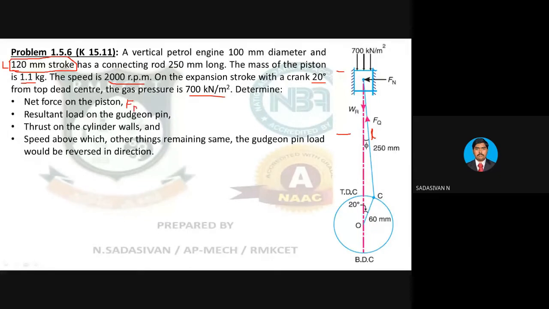Next, the resultant load on the gudgeon pin. This could be FP or FQ. Since the question has already asked for FP, you are going to take this as FQ. Next is thrust on the cylinder walls, FN. If you know this notation, the formula substitution will be easy for you. Then the speed above which, with other things remaining the same, the gudgeon pin load will be reversed. That we are going to see later. This is omega 1.